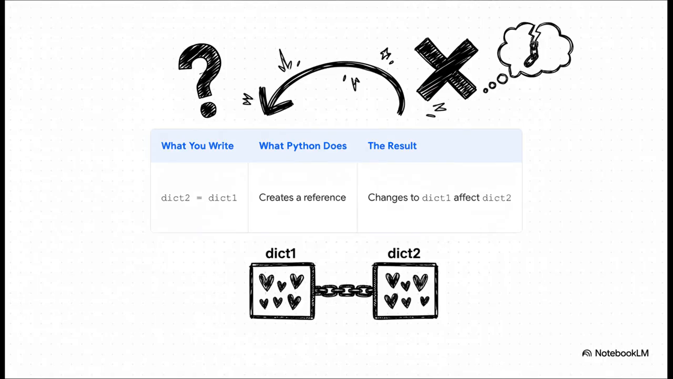And here's the big consequence of that. Because dict2 is just another name for dict1, any change you make to one of them will instantly show up in the other. If you modify a value using dict1, you'll see that exact same change when you look at dict2, and the other way around too. They are completely linked, they're not separate, and that's almost never what you actually want to happen.